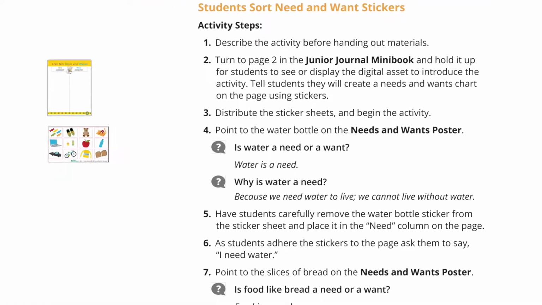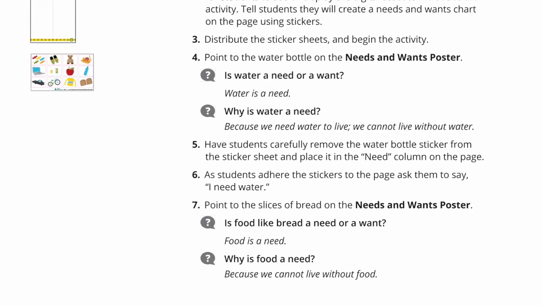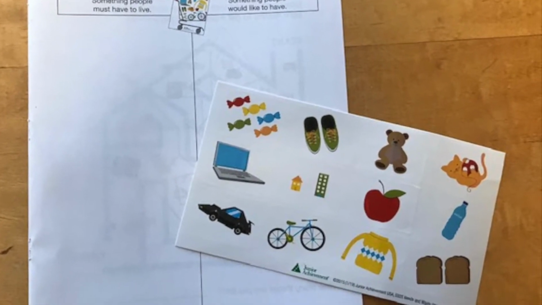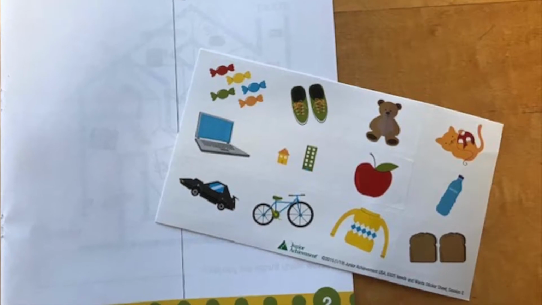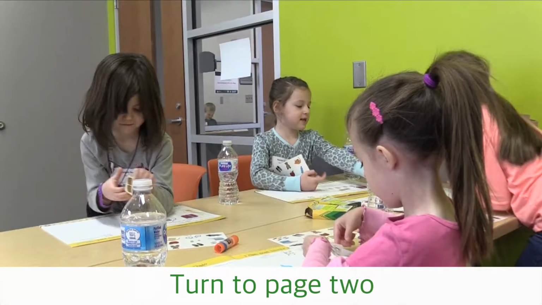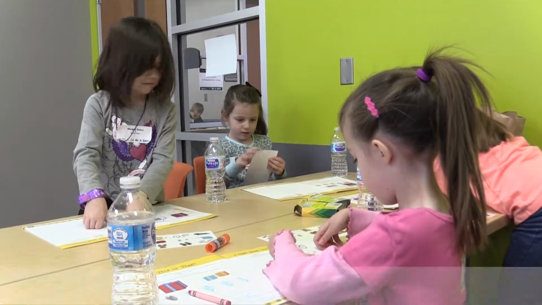Use the steps in your guide to first explain the activity, then distribute the junior journal mini books and 1 needs and wants sticker sheet to each student. Ask students to turn to page 2, I can sort needs and wants, in their mini books.